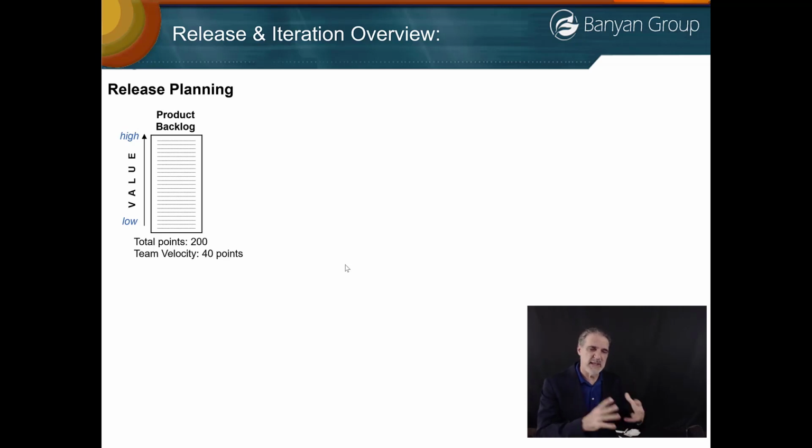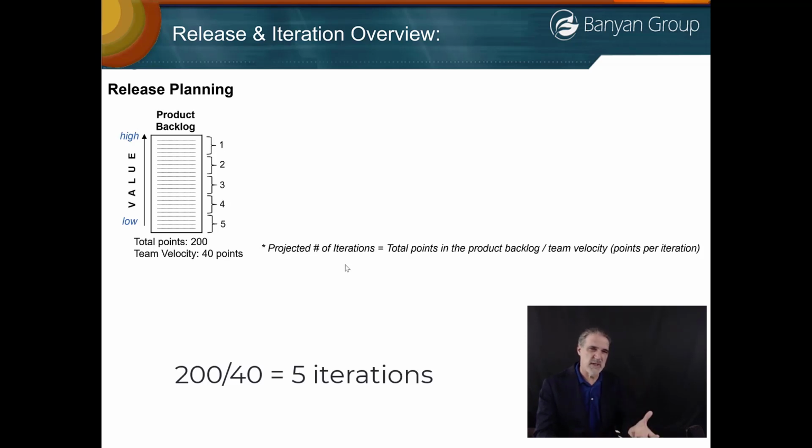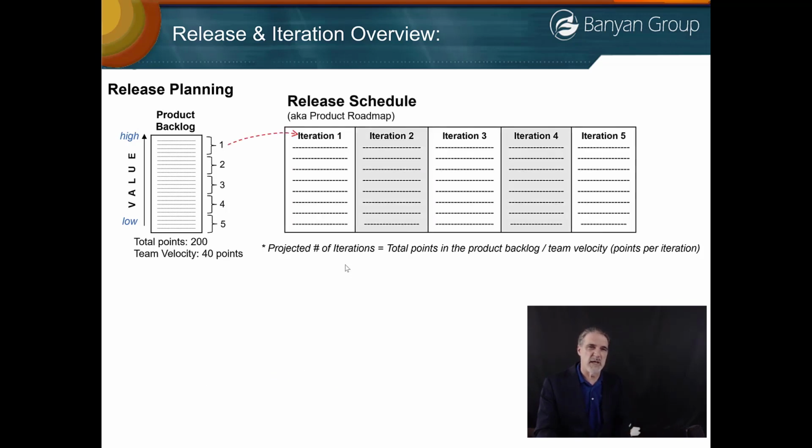We estimate our team velocity, how many points our team can do in a 2-week period, and the length of our iterations is 2 weeks, so the team can do 40 points of work every iteration. If we understand that, then we should be able to calculate the number of iterations, knowing that there's 200 points of work and our team can do 40 points of work every iteration or every 2 weeks. That should help us to come up with an understanding of how many iterations it will take to finish all the work in the product backlog.